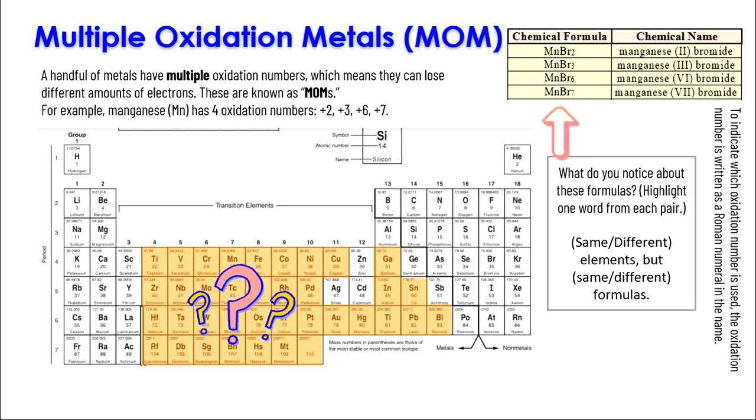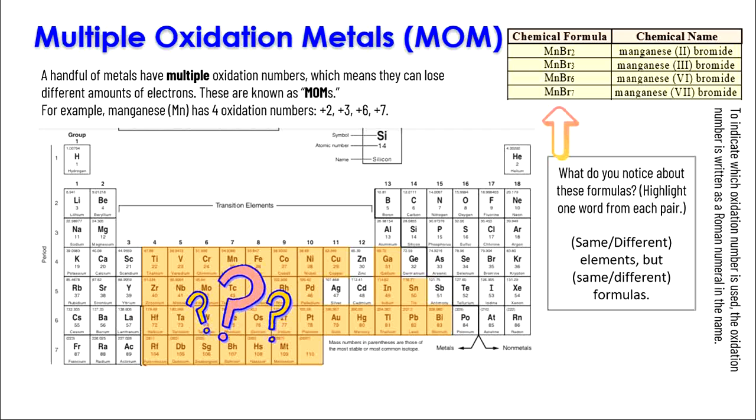+6, and +7. The other ones where we actually highlighted and wrote the oxidation number, those are set. For example, potassium, atomic number 19, will always have an oxidation number of +1. Oxygen will always have an oxidation number of -2. It doesn't have any other oxidation numbers. But again, these MOMs have multiple oxidation numbers.